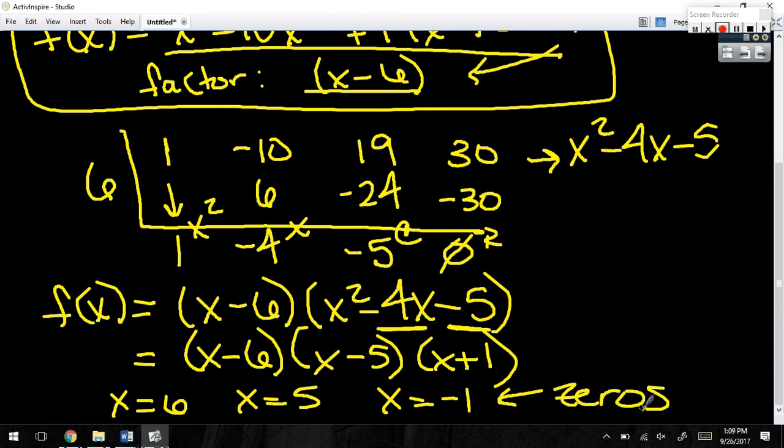So, let's see how well you understand this. What if, instead of giving you a factor, I give you a zero? Can we reverse everything and do the same thing? Yes, you can. If the factor is x minus 6, what's the zero? 6. So if a zero is 6, what's the factor? The opposite: x minus 6. If a zero is 5, what's one of the factors? X minus 5.